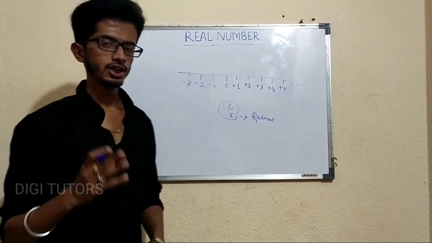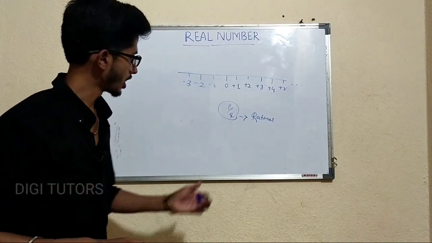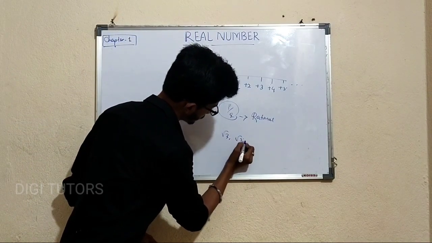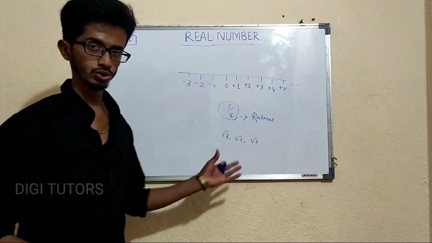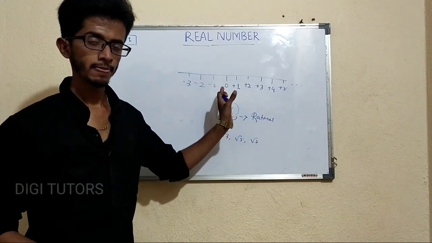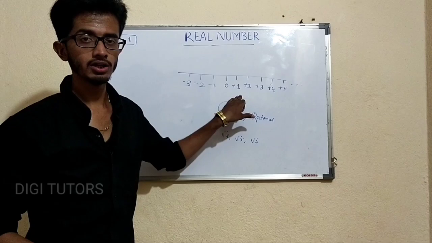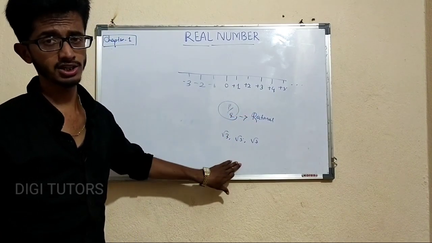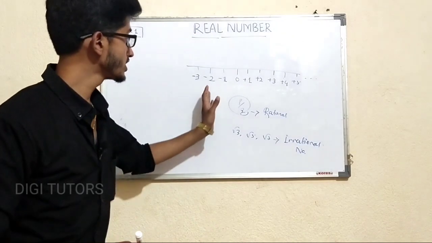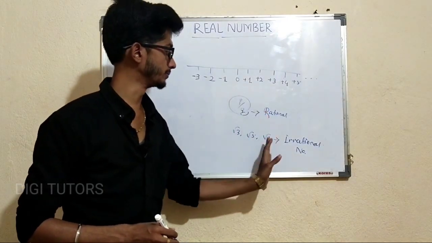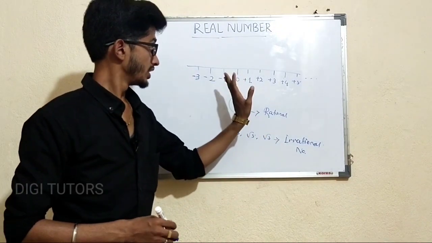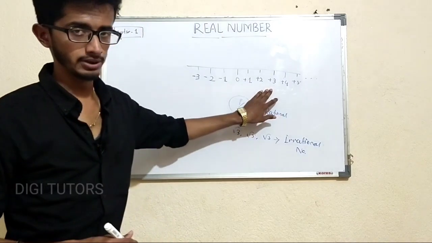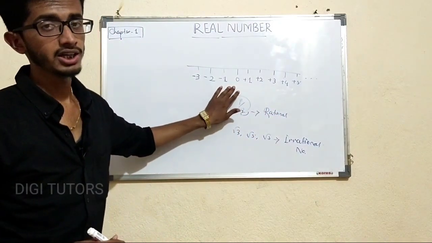okay? And in class 9th you have already learned about the irrational numbers also, that is root 3, root 5, root 7, which are also there on this number line, okay? You have already studied how to represent an irrational number on the number line, okay? So on the number line we get the integers, the rational numbers, the irrational numbers, and in the integers, including 0 we get the whole numbers, and excluding 0 we get the natural numbers.